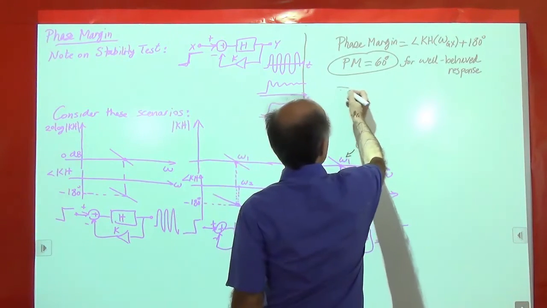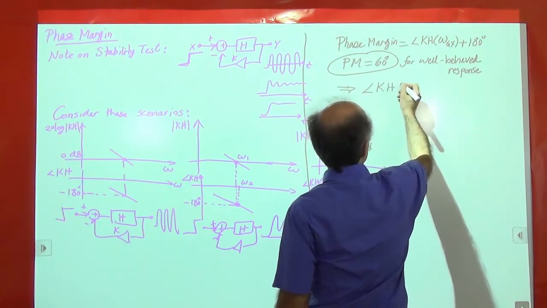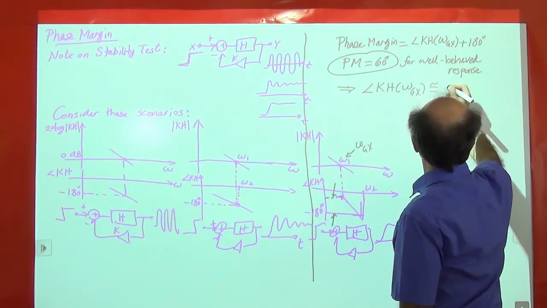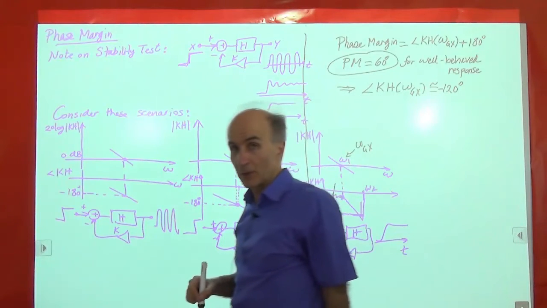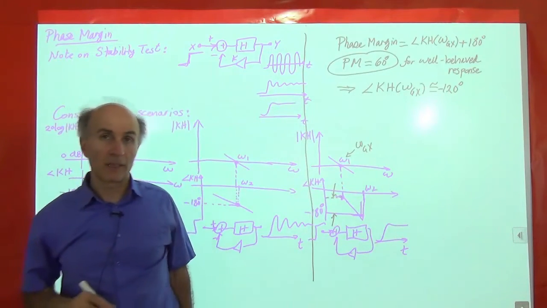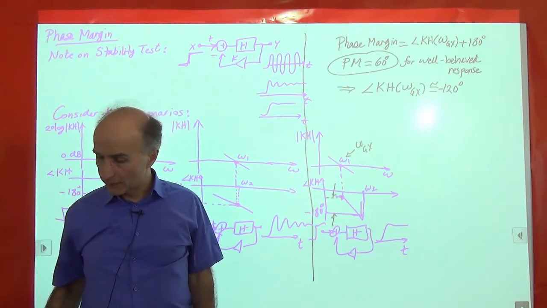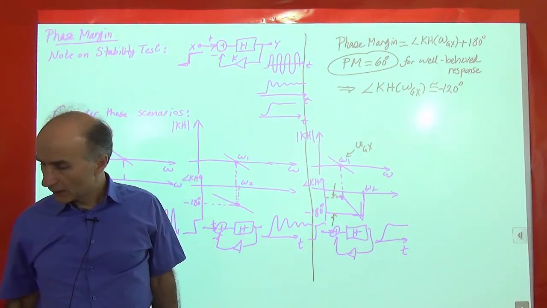So that means that this angle, the phase, should be approximately minus 120 degrees, so that the phase margin is about 60 degrees. All right? Okay. So that's the fundamental number that we need, and that's always a good thing to have.